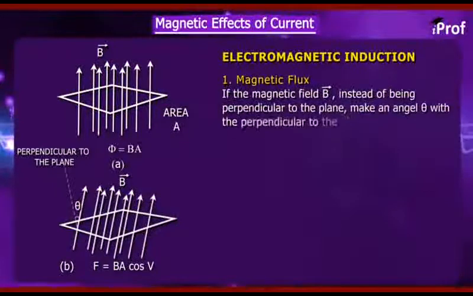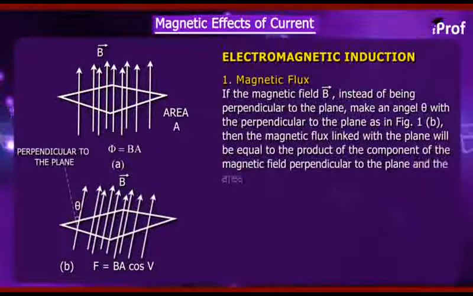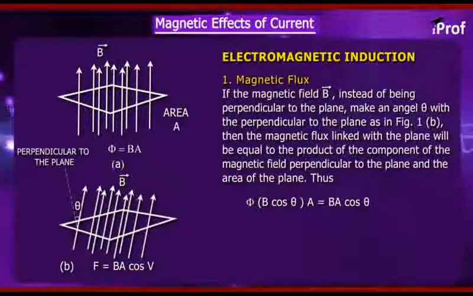If the magnetic field B, instead of being perpendicular to the plane, makes an angle theta with the perpendicular to the plane as in figure, then the magnetic flux linked with the plane will be equal to the product of the component of the magnetic field perpendicular to the plane and the area of the plane. Thus phi equal to B cos theta times A, from figure, phi equal to BA cos theta.